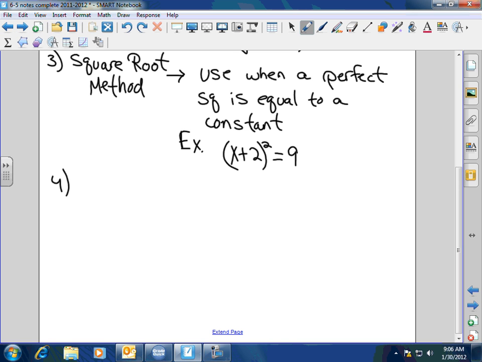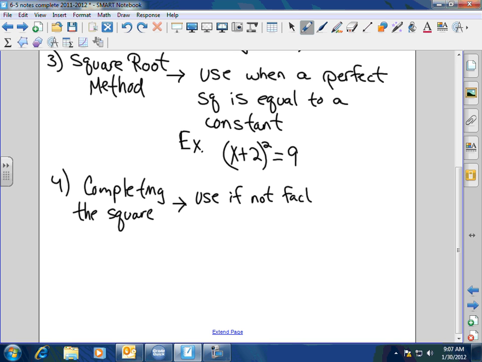Okay? Completing the square. We know how to complete the square as well. It's useful when it's not factorable, but you don't want to put it into the quadratic formula. So I would say use if not factorable and numbers are easy. I would use the completing the square. It's faster.